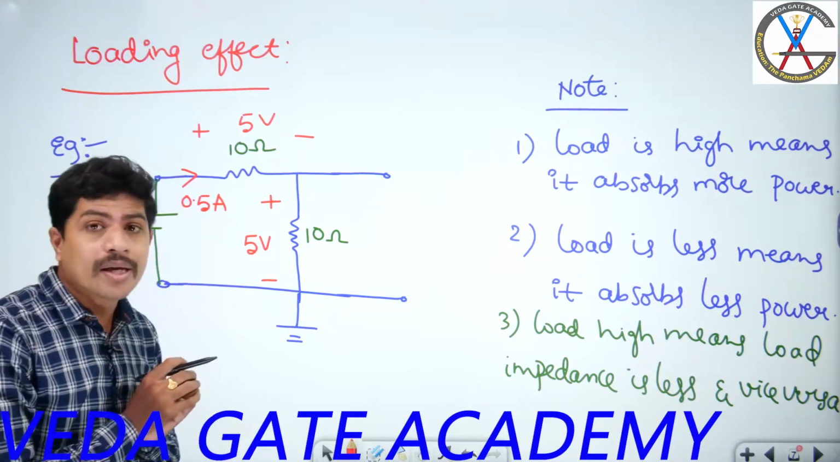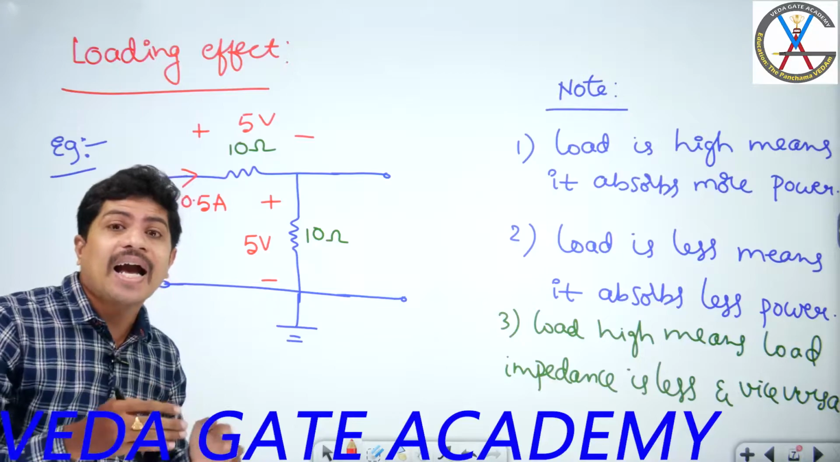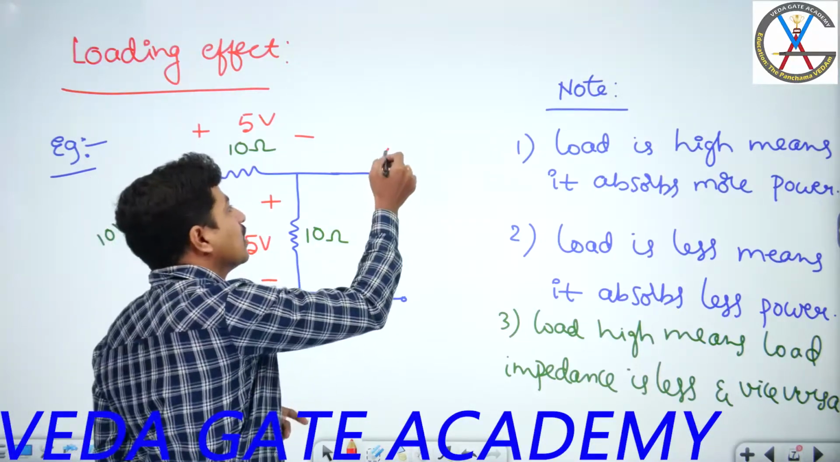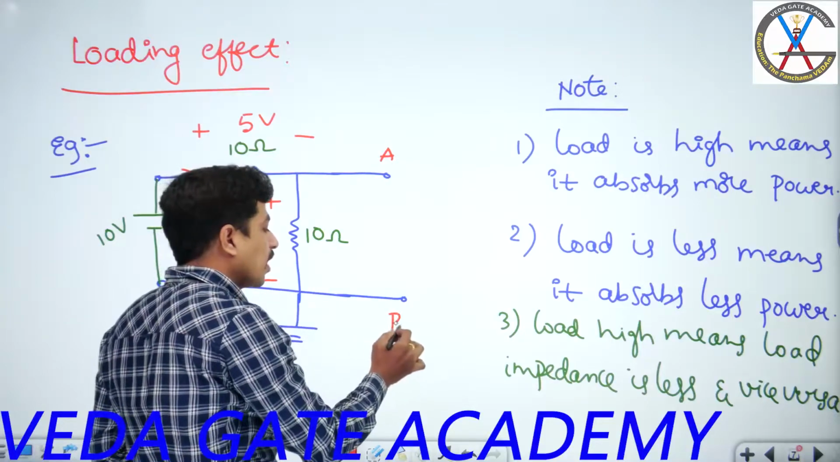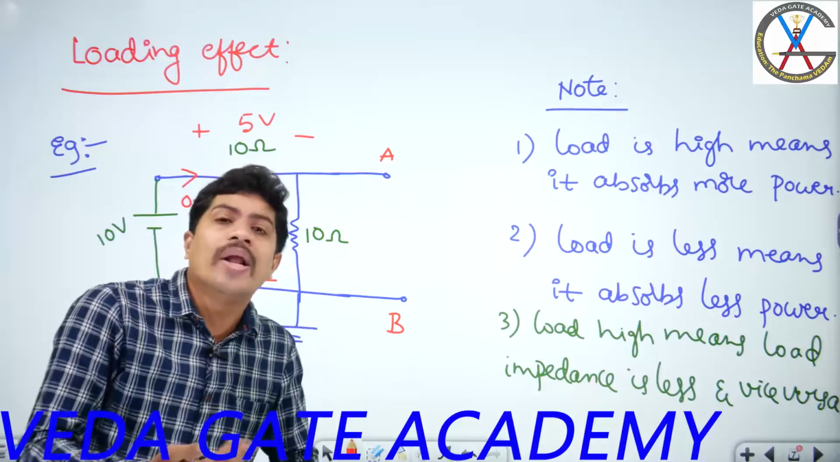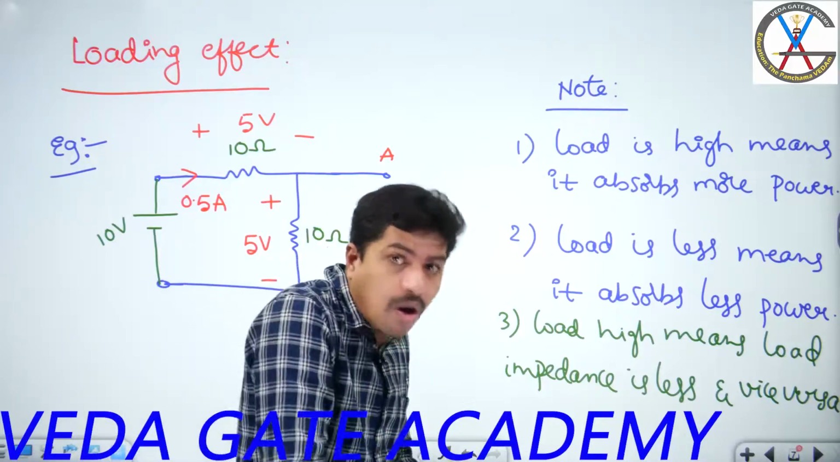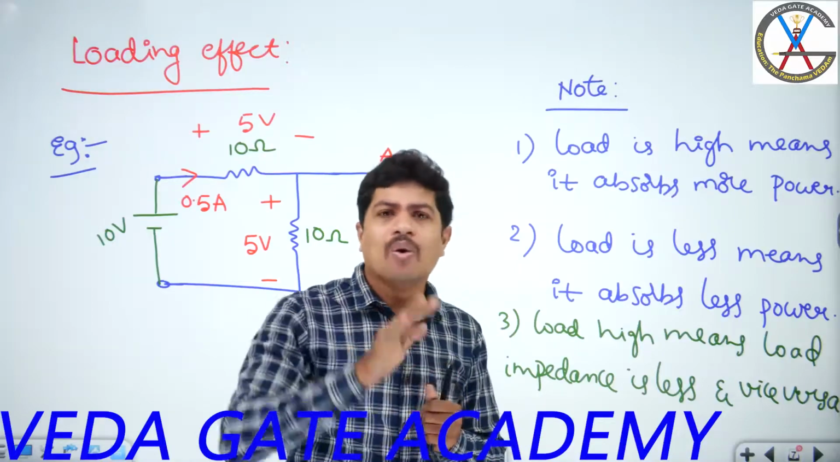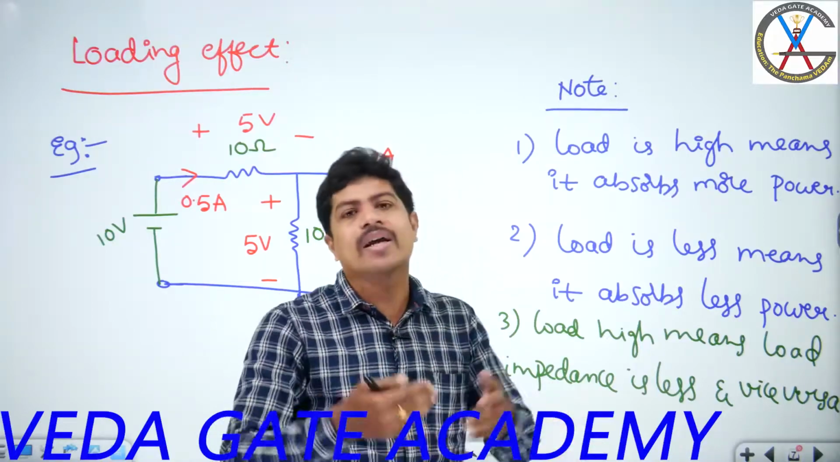Now, what we are doing is, we are connecting one more load to this one at these terminals. At these AB terminals, we are connecting one more impedance or resistance. That is called as loading. Either you increase the load or decrease the load, that is called as loading a circuit.